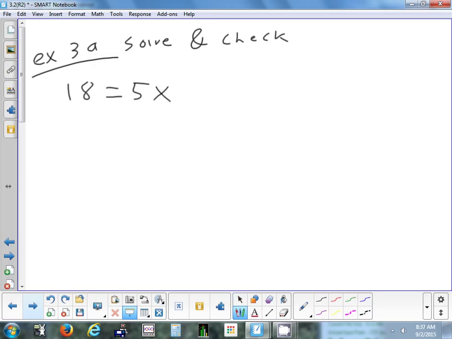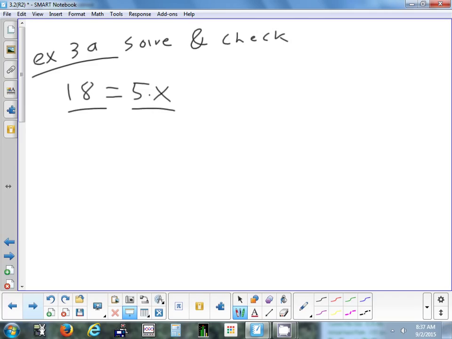So let's take a look at this one: 18 equals 5x. It's example 3a on your note sheet. What operation am I doing on the right-hand side? Yeah, multiplication. So what's the opposite operation of multiplication? Division.